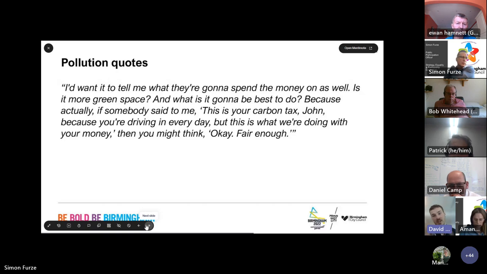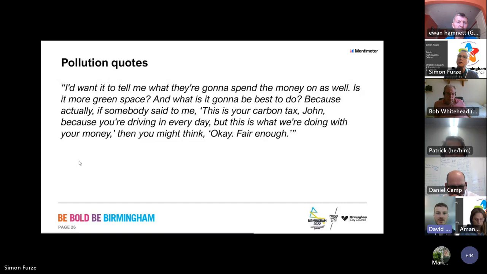But one thing the next quote will illustrate is that with air pollution, people want to be shown why measures are taken and what the money is being spent on. So it's really key that you're not just saying this is a problem, but explaining how and why you're dealing with it. So if you jump to the next slide.